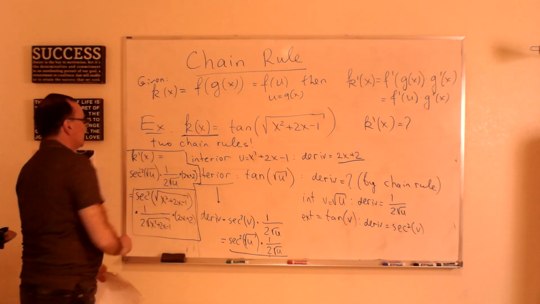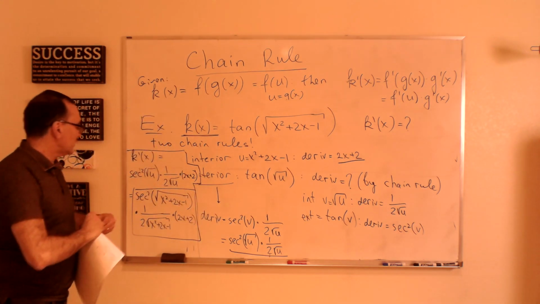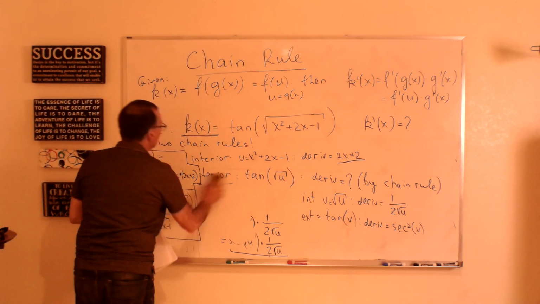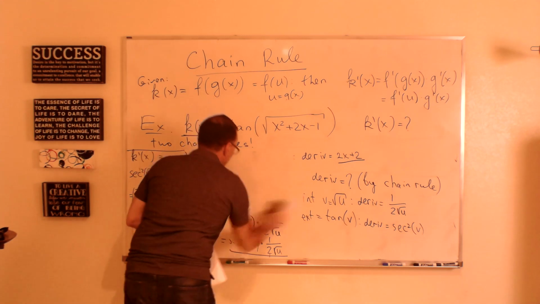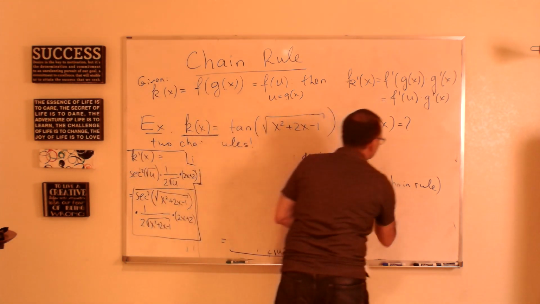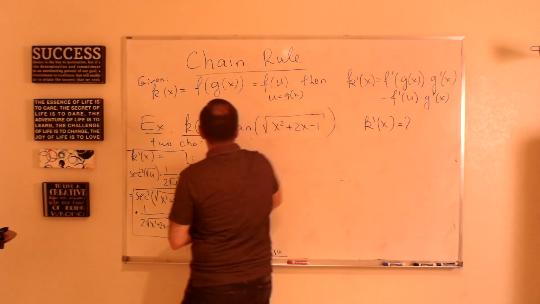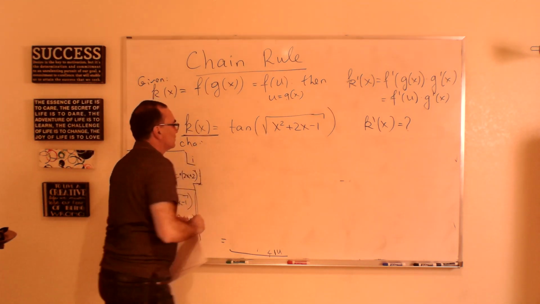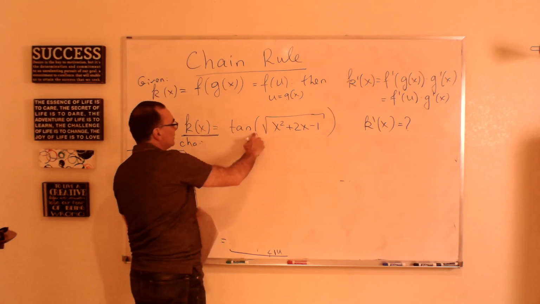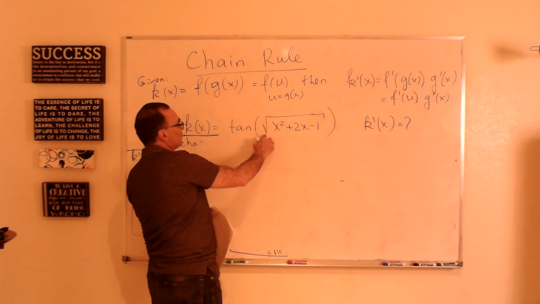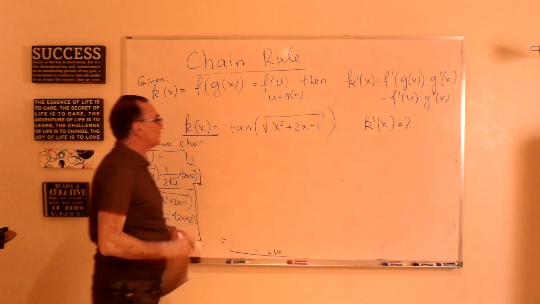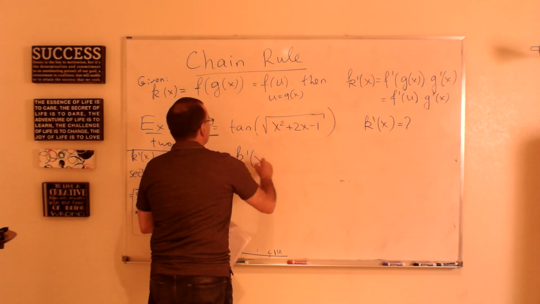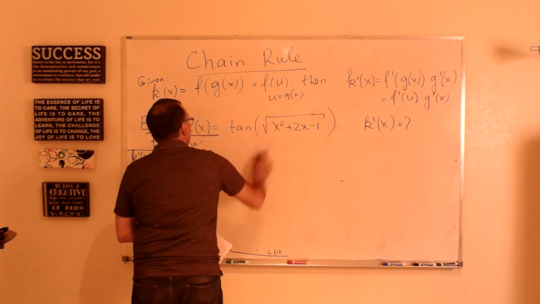So the answer becomes pretty complicated. In fact, here is maybe an easier way to obtain the same answer. So here's another way of obtaining the same answer. So we do the derivative. Once again, there are two chain rules here. There is the very exterior function tangent, the intermediate function square root, and the very interior function x squared plus 2x minus 1. So here is the way to do it. Or maybe let's call it a shortcut.